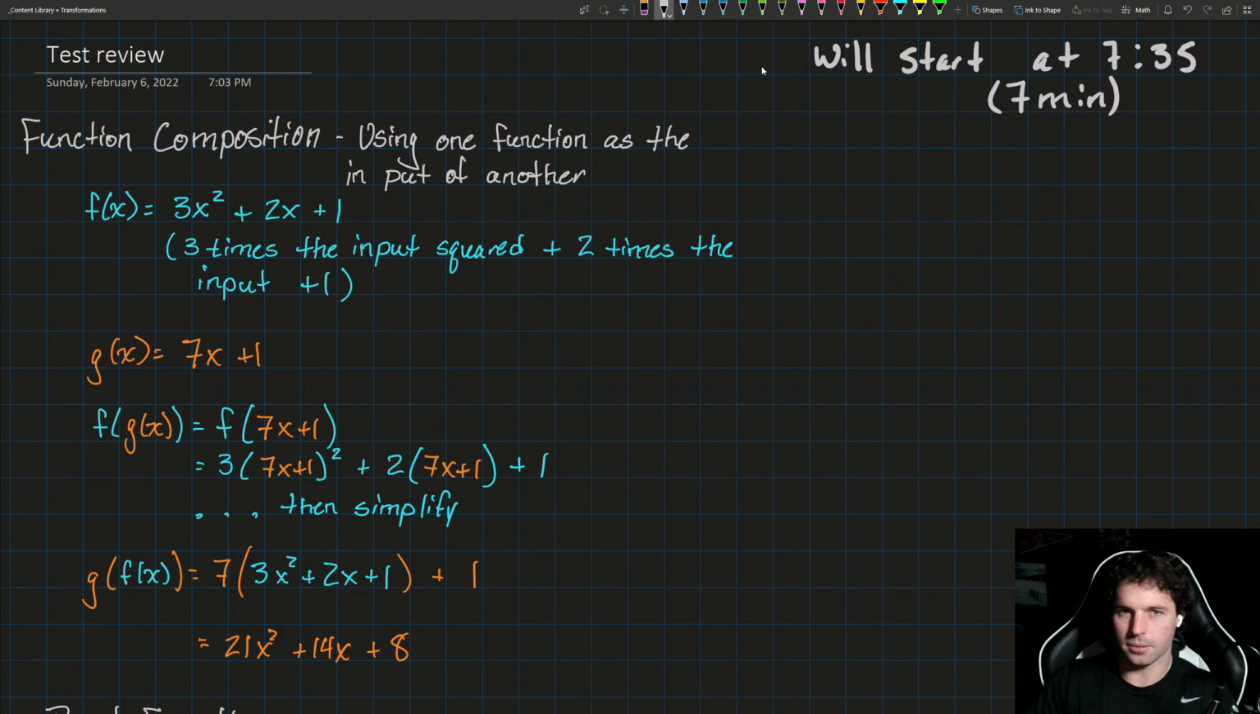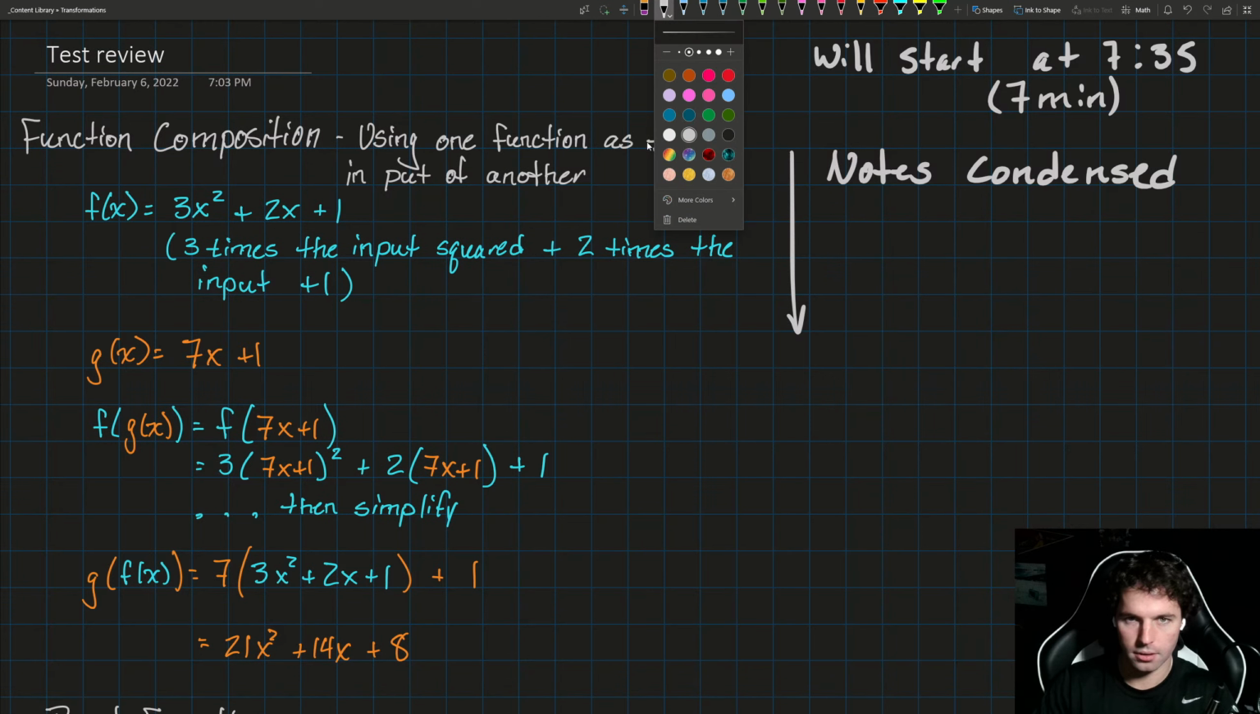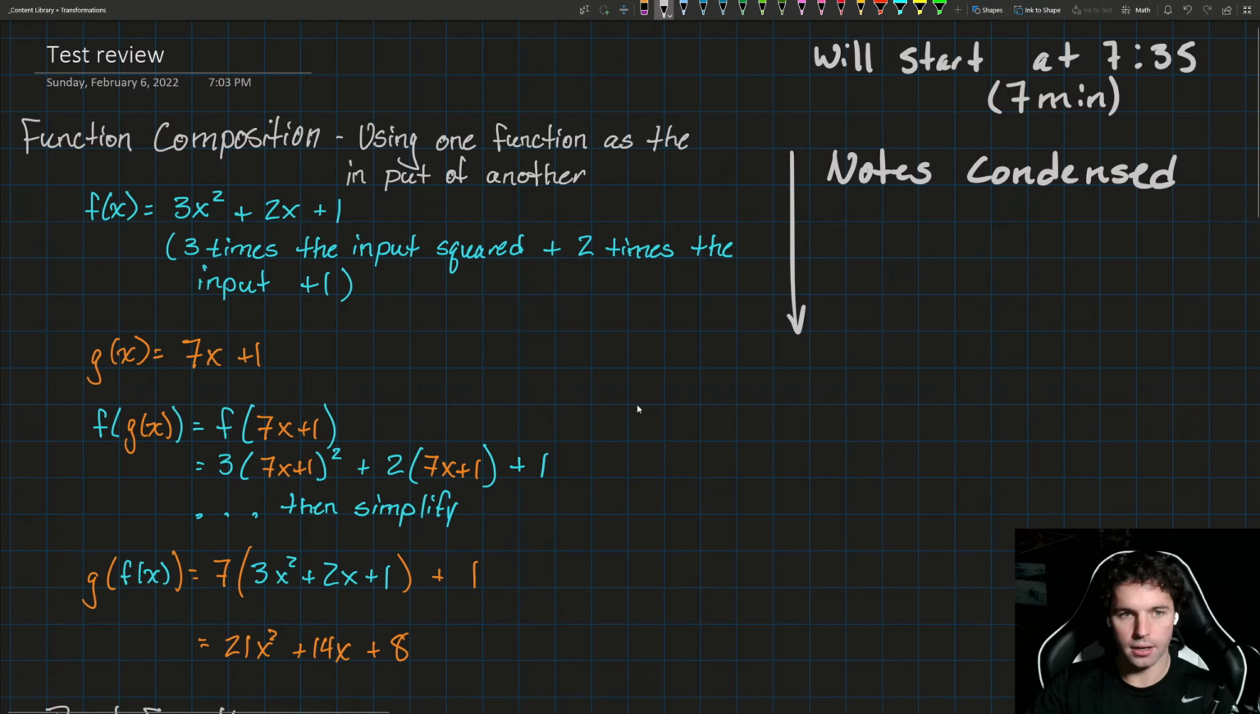So while people are coming in, all of this stuff is notes condensed. So I want to go over that first, just a really quick overview of all this transformation stuff. Obviously, it starts with function composition, but then it goes into everything else. This is all found in your OneNote. If you can't see this or I go past it, you can access all of this. I put this in our class notebook.